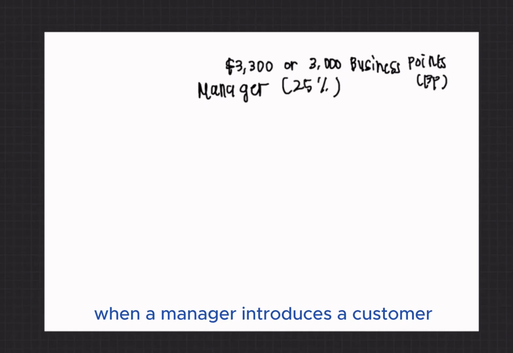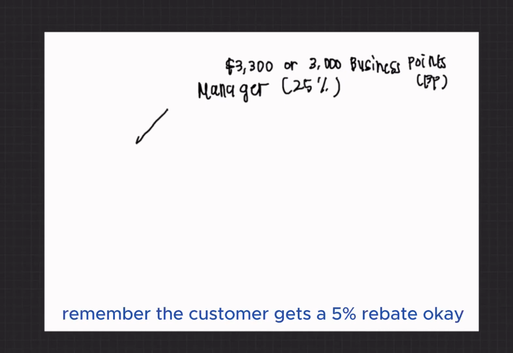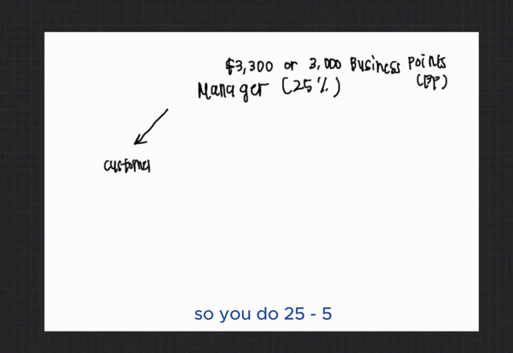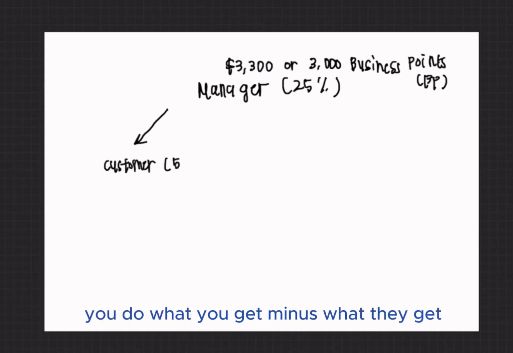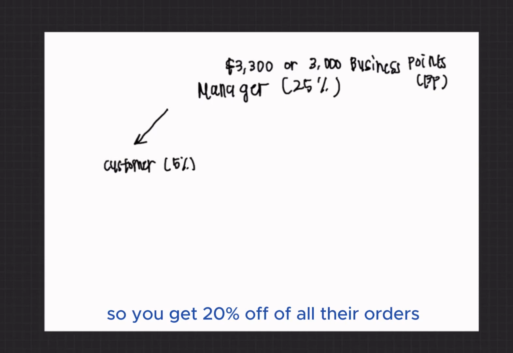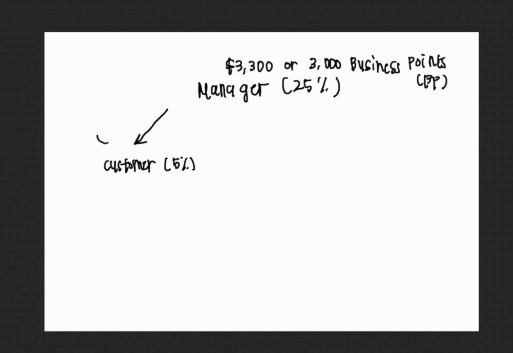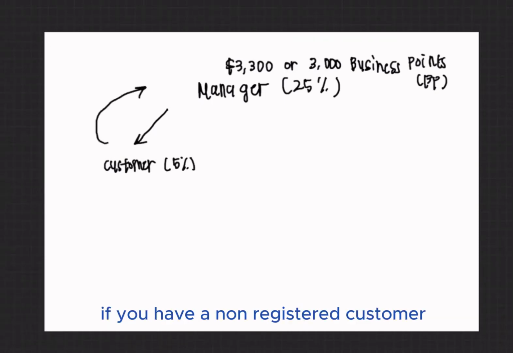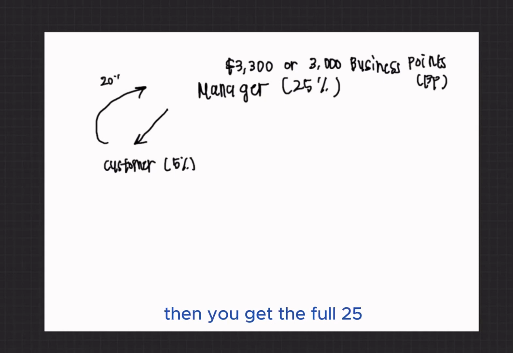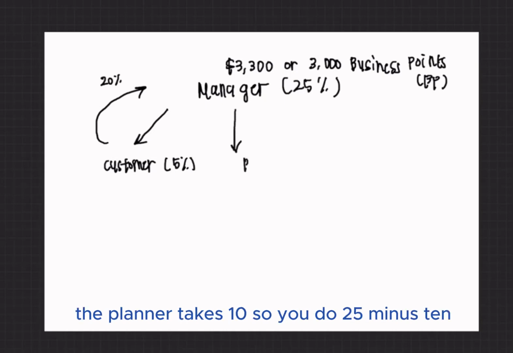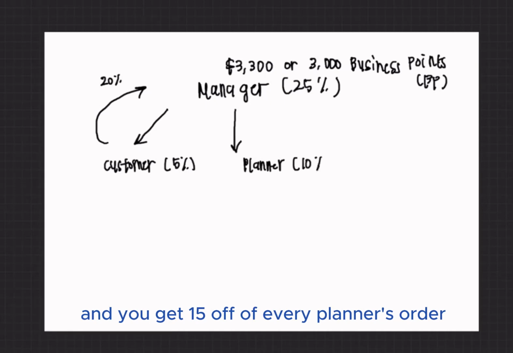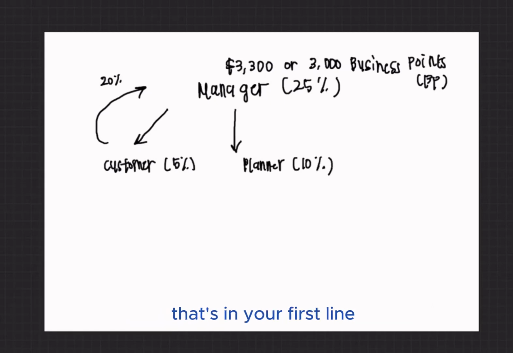When a manager introduces a customer, remember, the customer gets a 5% rebate, okay? So you do 25 minus 5, you do what you get minus what they get, so you get 20% of all their orders. If you have a non-registered customer and you made the purchase for them, then you get the full 25. Now, if you do introduce a planner, the planner takes 10. So you do 25 minus 10, and you get 15 off of every planner's order that's in your first line.